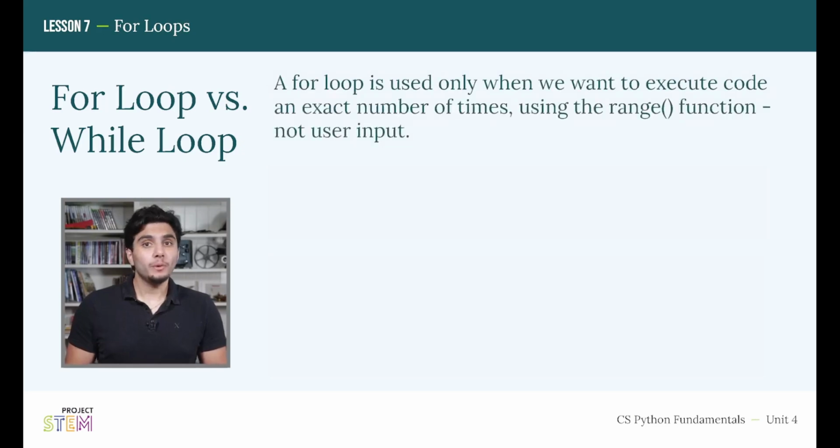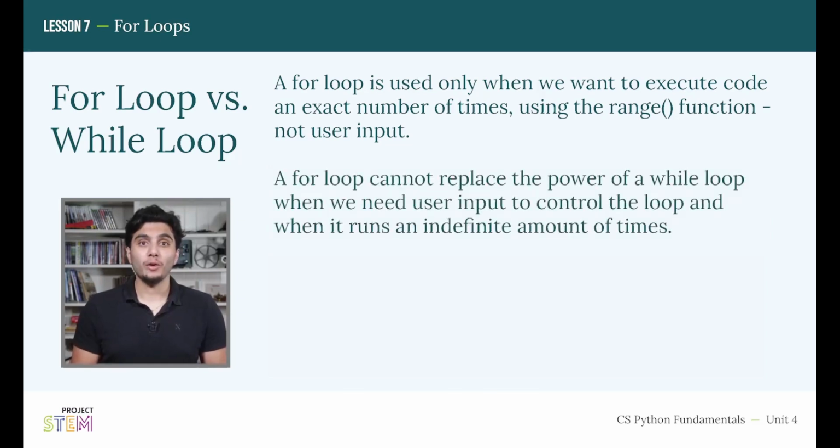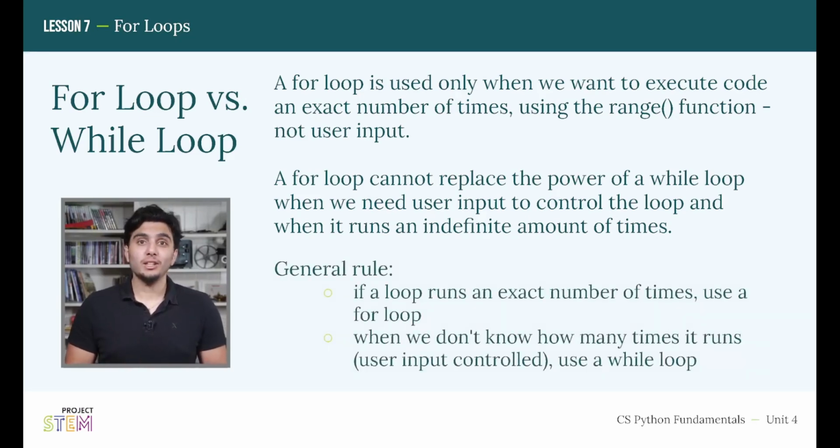Well, a for loop is used only for when we want to execute code an exact number of times. But to do that, it uses the range function, not user input. A for loop cannot replace the power of a while loop when we need user input to control the loop and when it runs an indefinite amount of times. So the general rule is, if a loop runs an exact number of times, use a for loop. Or else, when we don't know how many times it runs, user input controlled, we use a while loop.